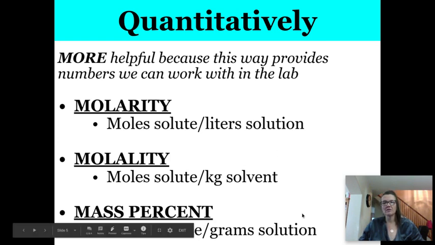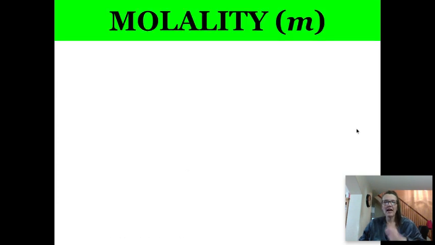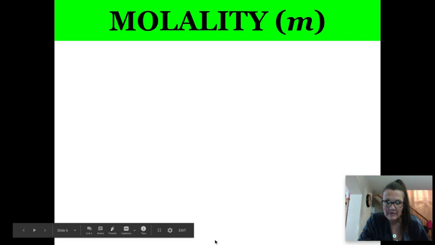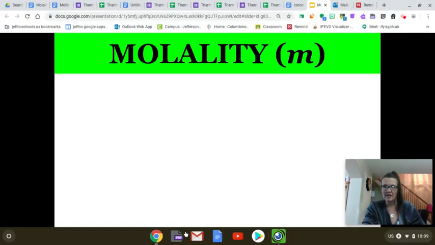This is when it's really important that we understand those vocabulary terms. Now is a great time to get out your notes again, somewhere that you're going to keep your information for solutions so you have it to reference for quizzes and tests. You already have molarity written down somewhere. Now we're going to add molality. I'm going to turn this off and switch over to my document camera.